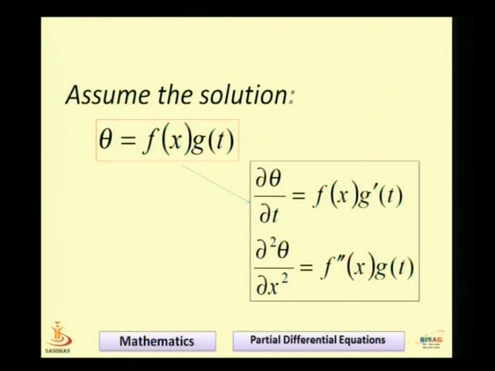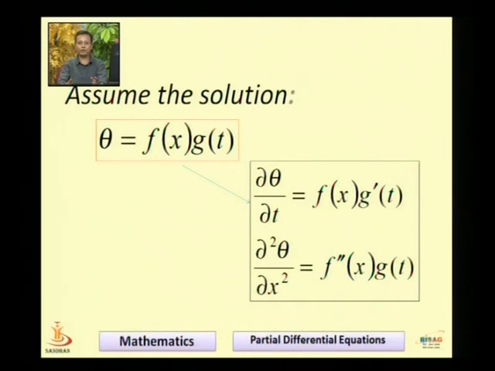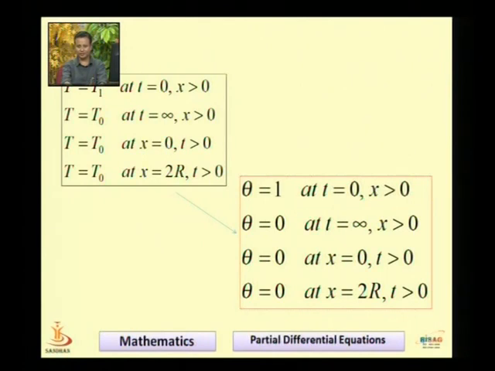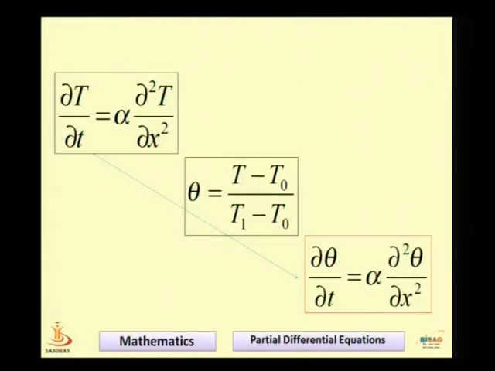Now in method of separation of variable, when applied for a linear partial differential equation, we assume the solution, and the solution is assumed in terms of the product of functions, and each function in this product is a function of a single independent variable. Here theta, in the differential equation you can see that we are going to solve, is del theta by del t equal to alpha into del square theta by del x square.